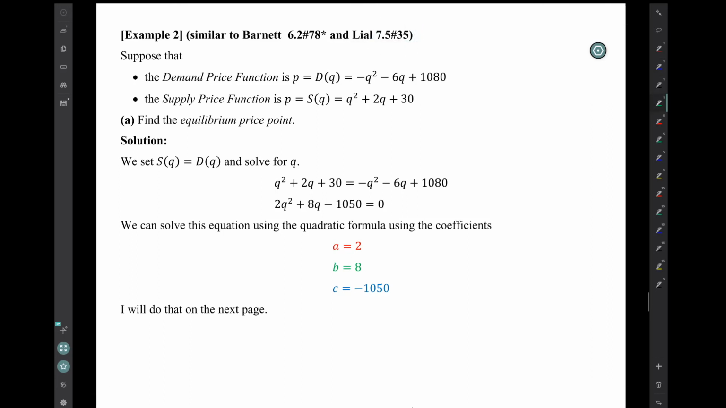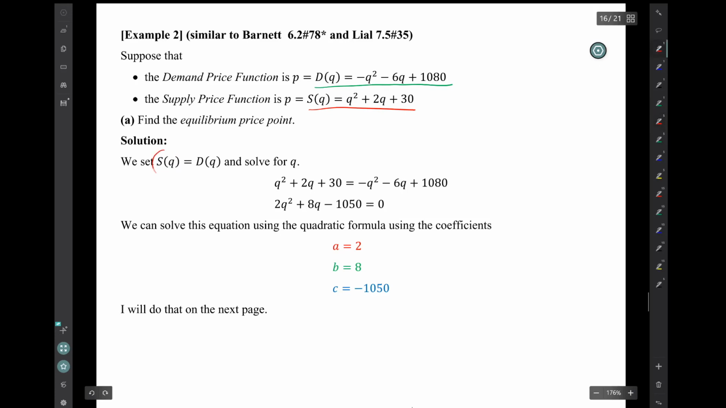Suppose that the demand price function is this quadratic polynomial. Notice that the variable is q, not x, q for quantity. And suppose that the supply price function is this quadratic polynomial. Question A is to find the equilibrium price point.